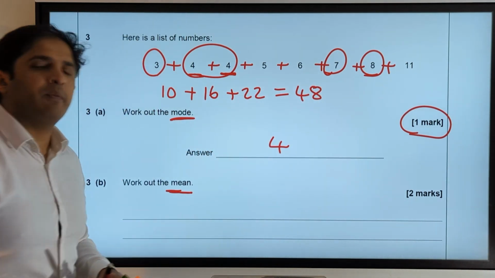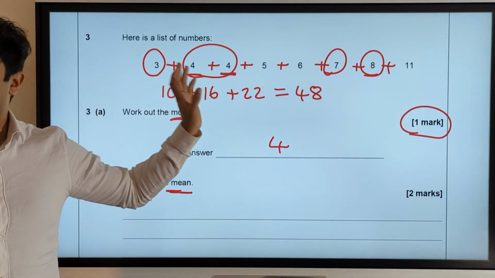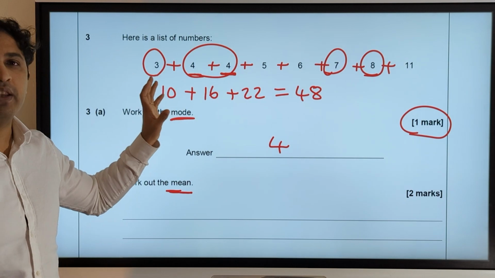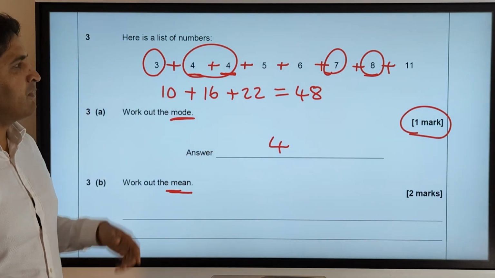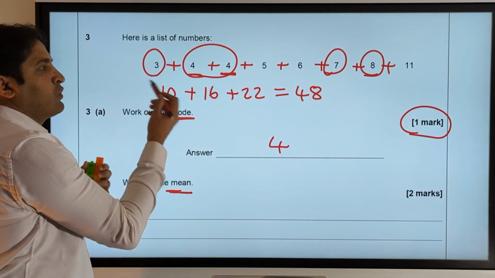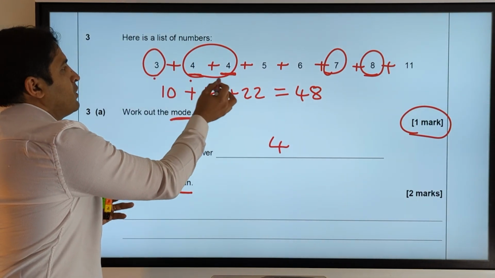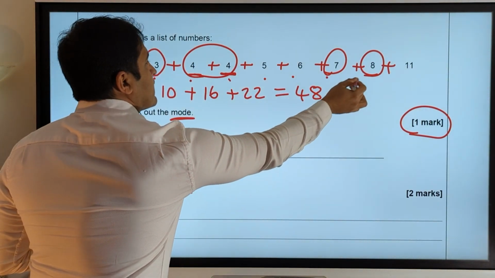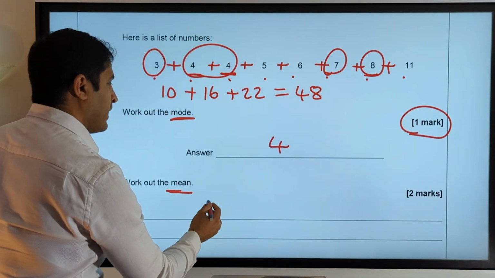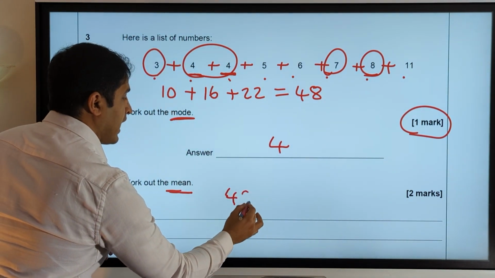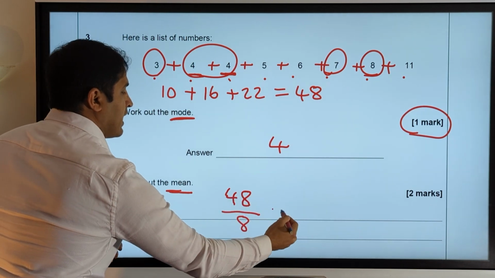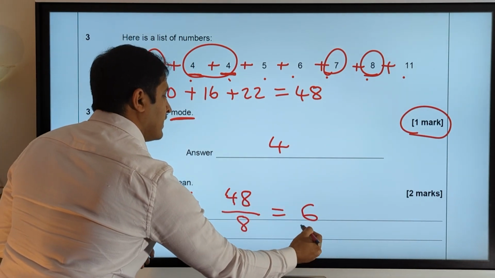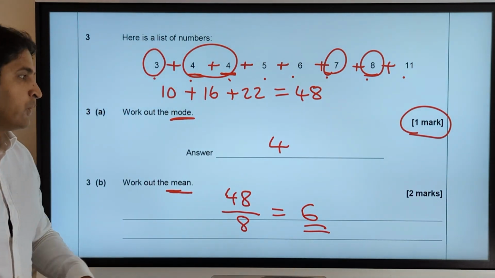Remember, it's a non-calculator paper. You're trying to find a way to get to the answer without making massive mistakes. So we get 48, and how many numbers are there? You just count, make sure you don't forget any. 1, 2, 3, 4, 5, 6, 7, and 8. So to work out the mean, I need to do 48, that's the total, divided by 8. And that would give you 6. So my mean value is 6.